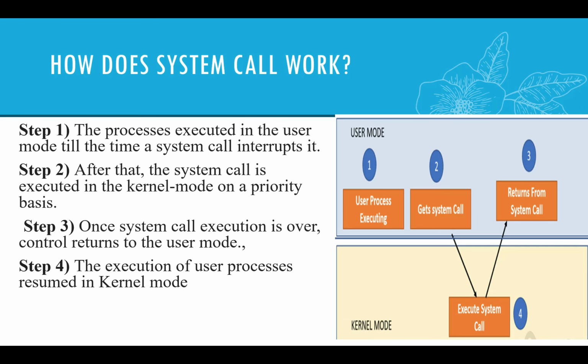In more detail, let us discuss how a system call works. In the first step, the processor executes in user mode until a system call interrupts it. You can see here the user process is executing and gets a system call. The system call is then executed in kernel mode on a priority basis. Once the system call execution is over, control returns to user mode. The execution of the user process is resumed.